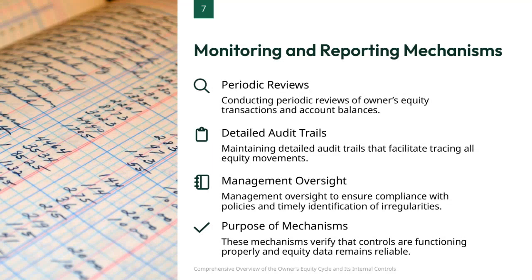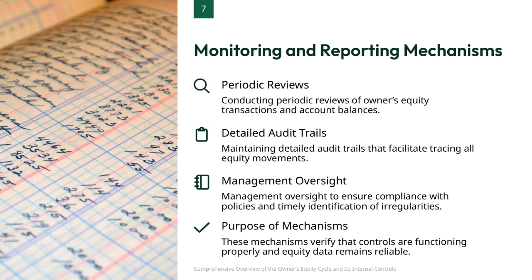When it comes to monitoring and reporting mechanisms, there are several key elements to keep in mind. First, periodic reviews play a crucial role. These reviews involve regularly examining owners' equity transactions and account balances to ensure everything is accurate and up to date. Next, detailed audit trails are essential. They allow us to trace every movement of equity, providing transparency and accountability. Management oversight is another important factor. It ensures that policies are followed correctly and helps in quickly identifying any irregularities or issues. Together, all these mechanisms work to verify that our controls are operating effectively, keeping the equity data reliable and trustworthy at all times.